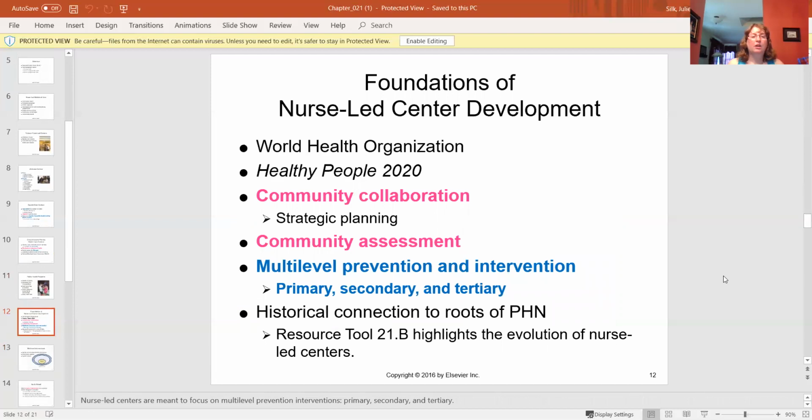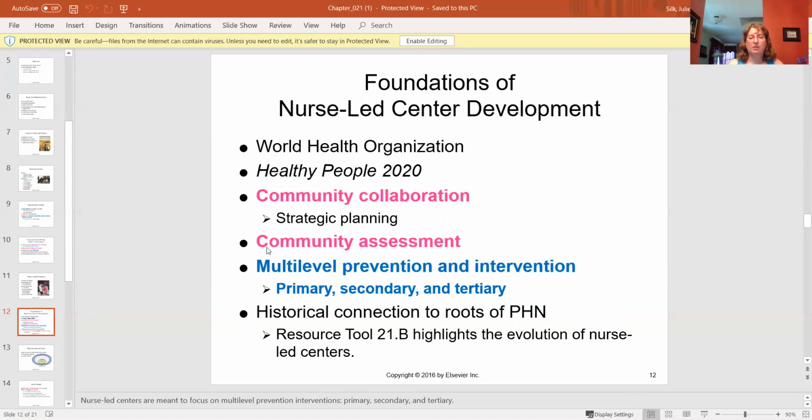Okay, so foundations of nurse-led center development. Nurse-led centers are meant to focus on multi-level prevention interventions: primary, secondary, and tertiary. Some of the reasons why this came about were recommendations from the World Health Organization, and also things that Healthy People 2020 brought to light. Community collaboration and strategic planning is part of this.